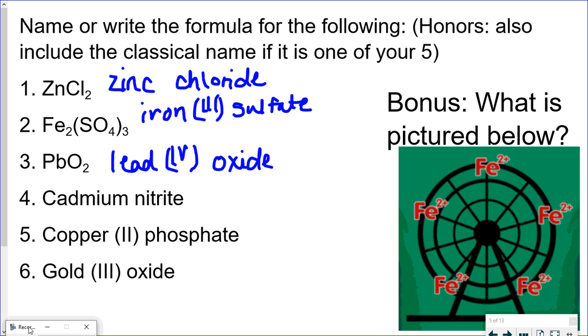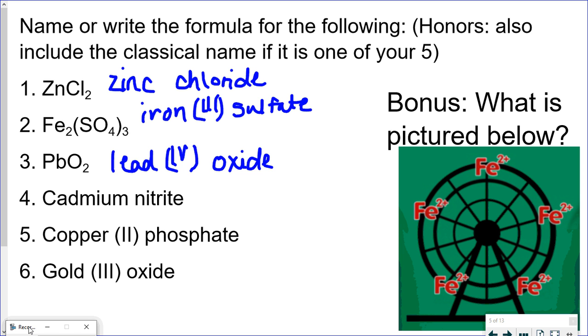This is one that has been reduced, so you cannot simply uncrisscross to find the charges. Oh, and if you're in honors, remember lead is one of your classical ones. Lead 4 is the higher charge, so this would be plumbic oxide. Number 4 is cadmium nitrite.